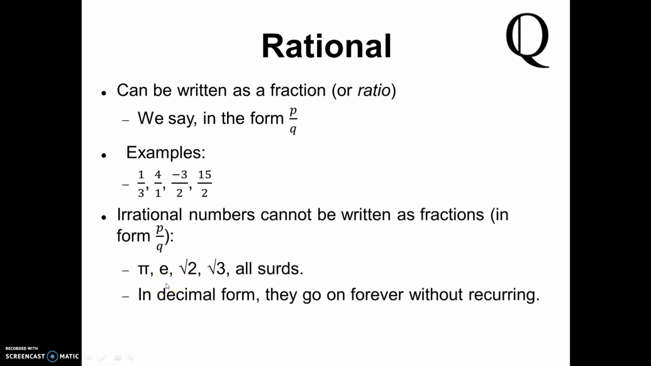In decimal form, these numbers go on forever without recurring. So pi goes on forever without any pattern or without any repetition in the numbers after the decimal. There's no pattern that repeats. √2 is the same, √3 is the same, all the surds are the same. Not all square roots are irrational numbers.